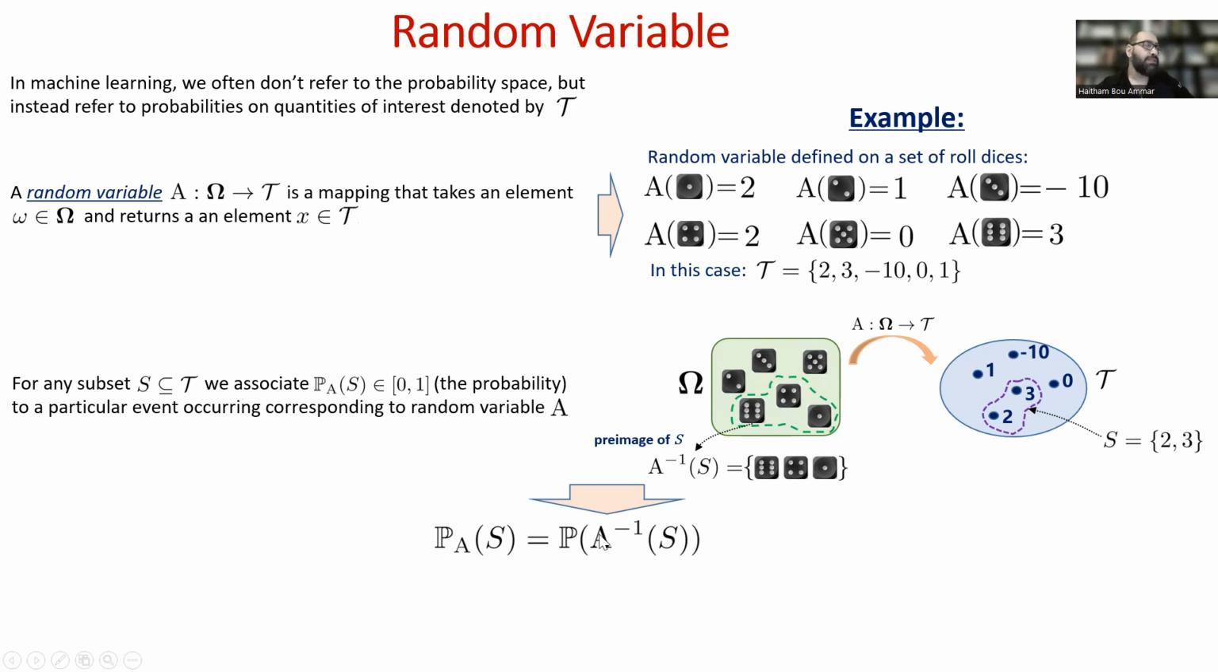Okay, so if we're interested in the probability of this S, which is {2, 3} in our case, this is the same as saying I'm interested in the probability of the pre-image, A inverse of S, that will take me from here to there. And now, what is the probability of A inverse of S? Well, it's really the probability of getting this, this, and this.